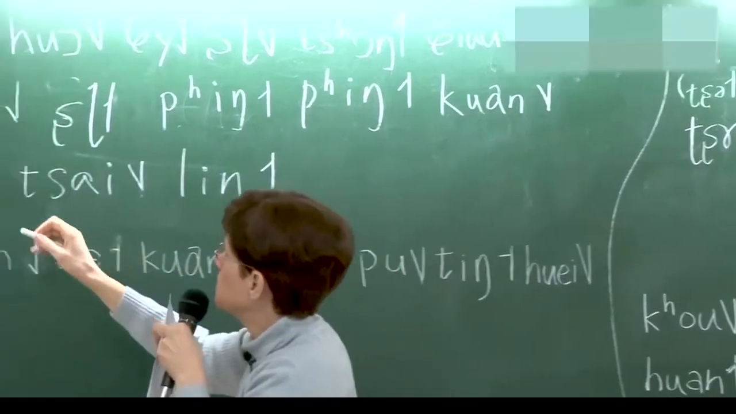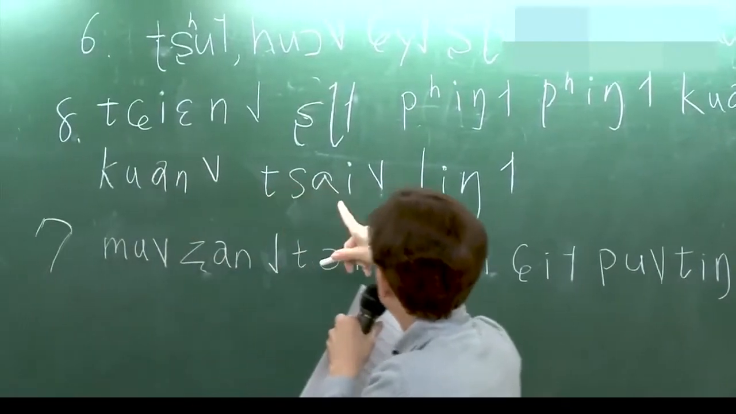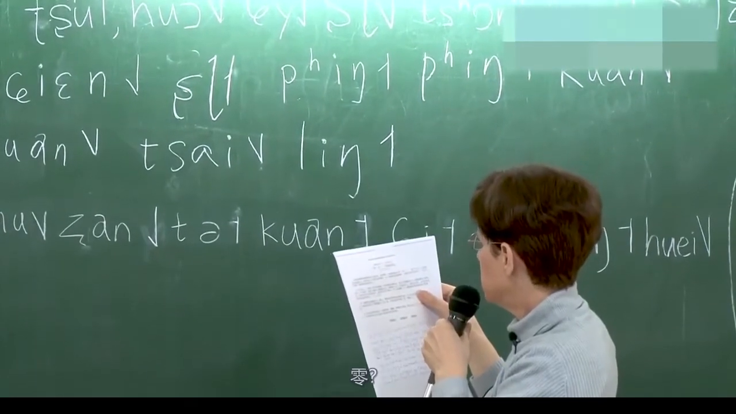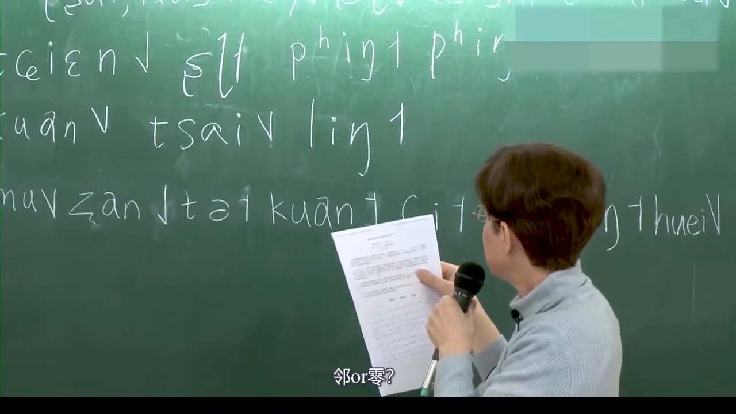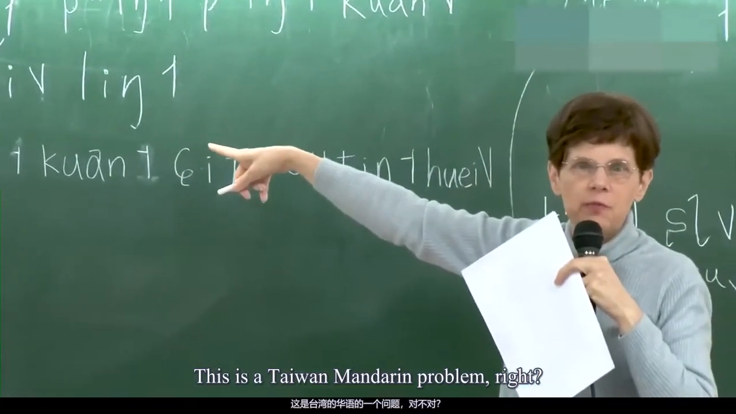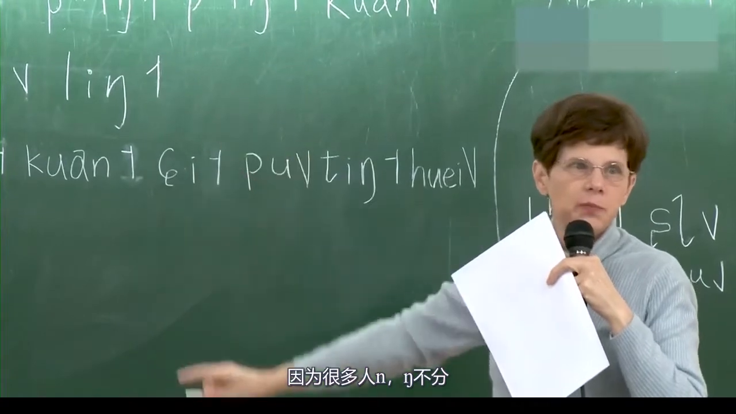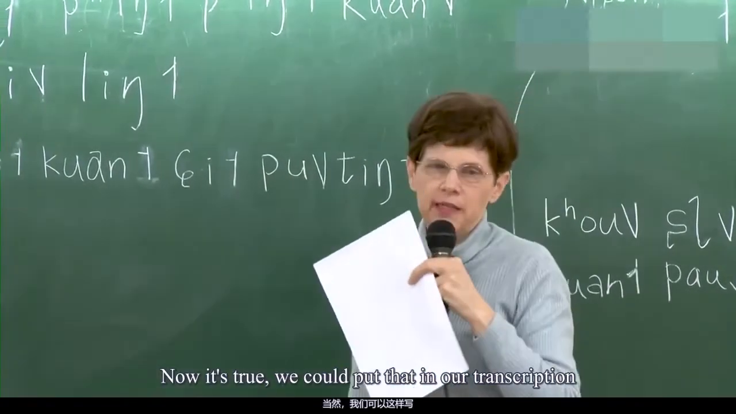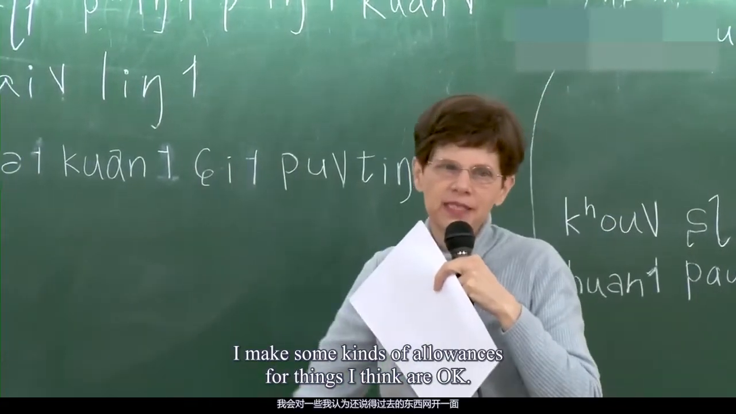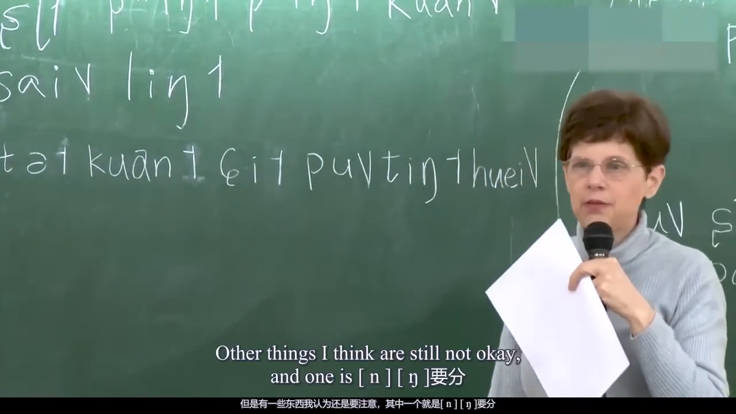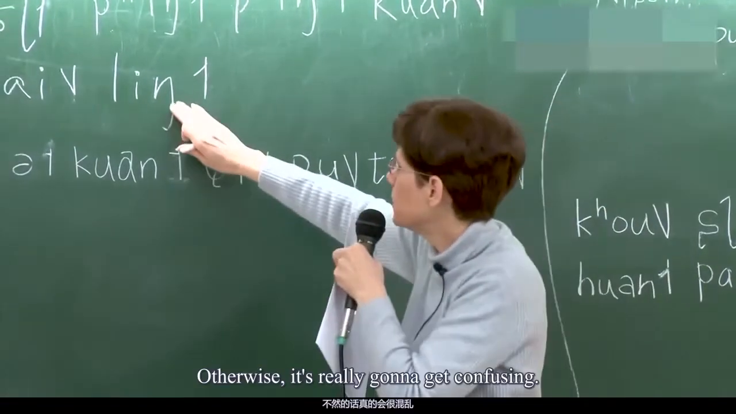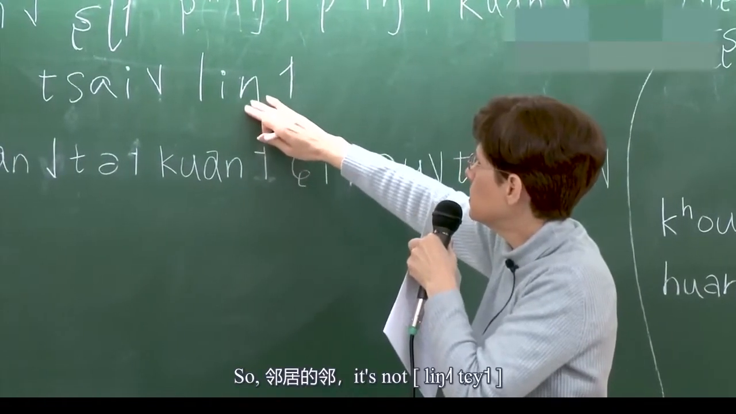罐 and then 在邻 or ling. This is a Taiwan Mandarin problem, right? 因为很多人不分. Now, it's true, we could put that in our transcription, but again, it's a compromise. I make some kinds of allowances for things I think are okay. Other things I think are still not okay, and one is 要分. 我还很坚持. Otherwise, it's really going to get confusing.